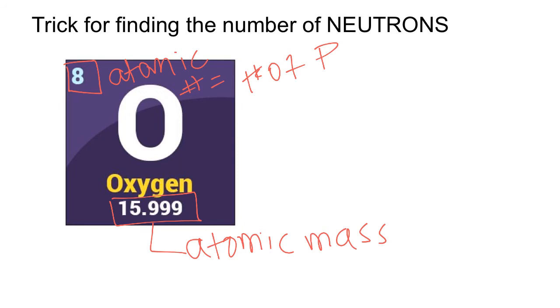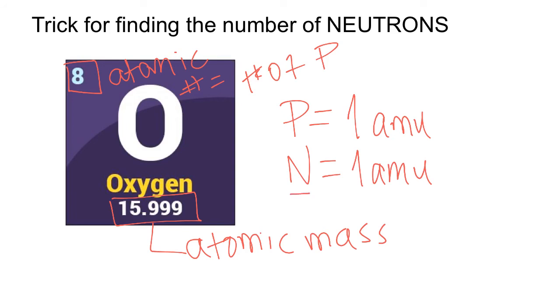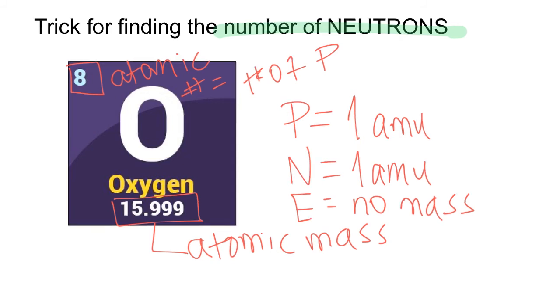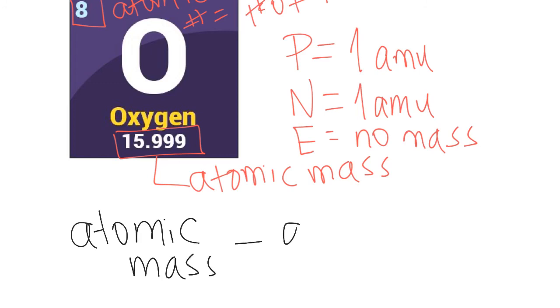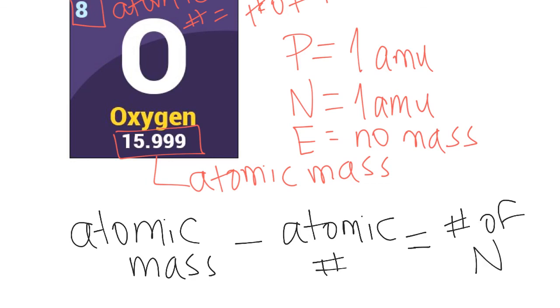But remember, protons have a mass of 1 AMU, neutrons have a mass of 1 AMU, and electrons have no mass. So if I want to figure out the number of neutrons in an element, this is the trick that you can use. You are going to take the atomic mass minus the atomic number equals the number of neutrons.